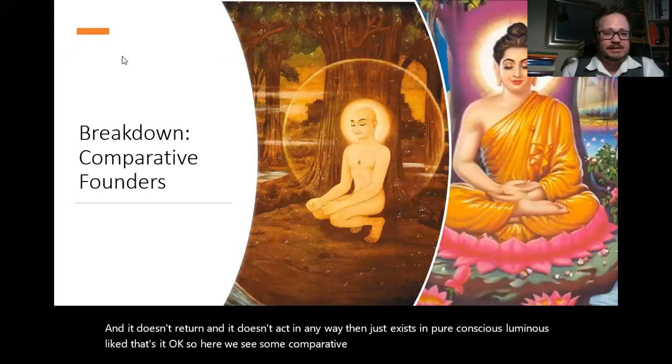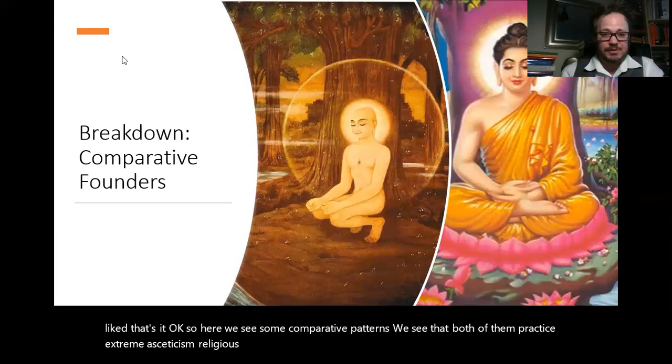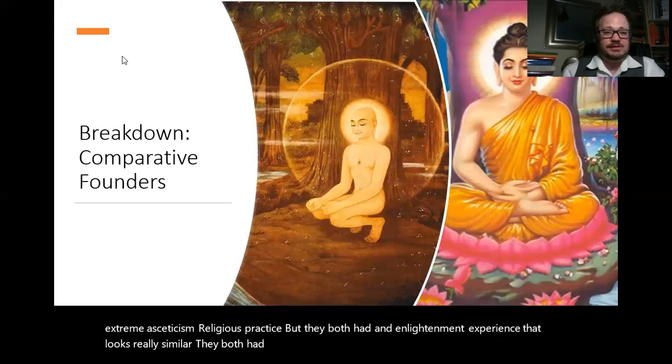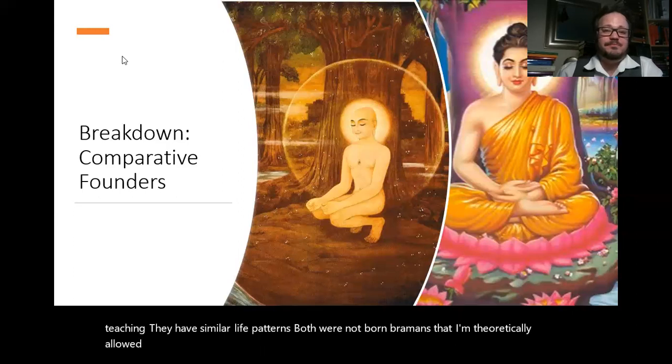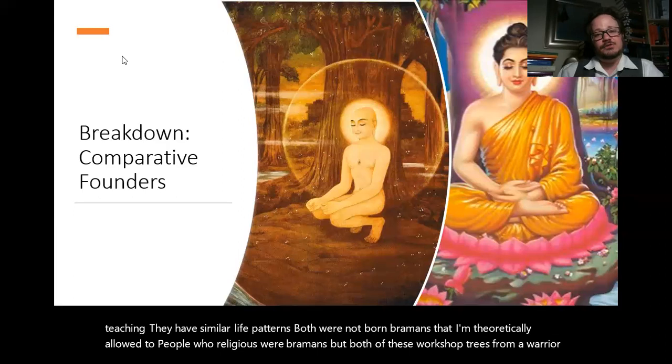Okay, so here we see some comparative patterns. We see that both of them practice extreme asceticism or religious practice. They both had an enlightenment experience that looks really similar. They both had magic Gnostic powers in which they could teach without teaching. They have similar life patterns. Both were not born Brahmins. At the time, theoretically, a lot of the people who were religious were Brahmins, but both of these were Kshatriyas from a warrior caste. They were both Shramanas or strivers.